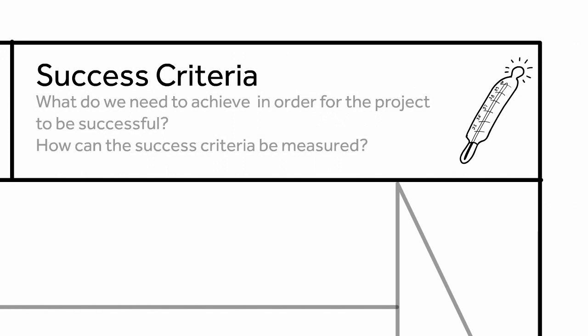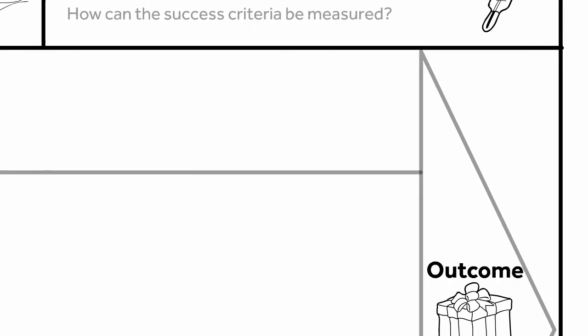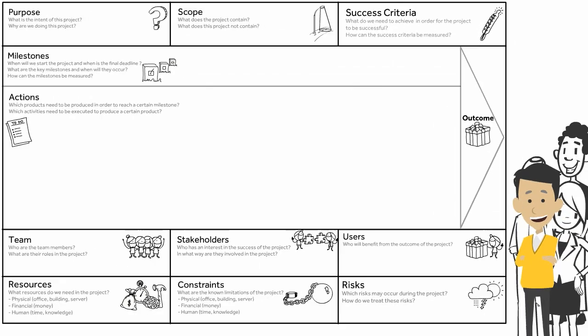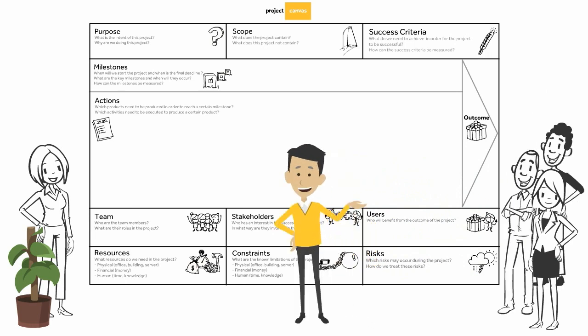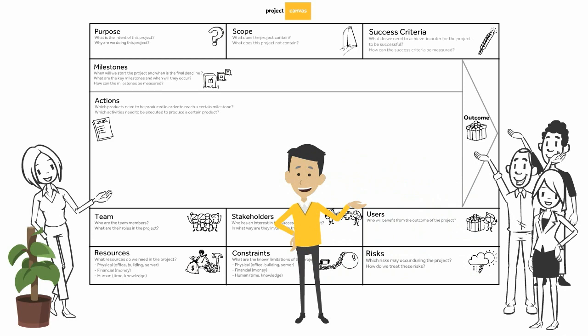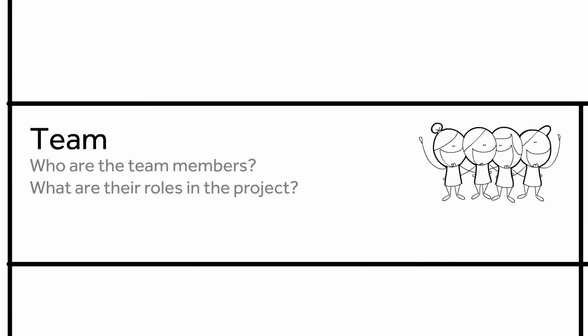Ending the goal-setting phase, you want to determine the project outcome. What is the end result? Defined as a tangible outcome for the entire project. And when you've created a shared picture of where the project is heading, it's time to focus on the people in and around the project. Starting with the team. Who are the team members? And what are their roles?